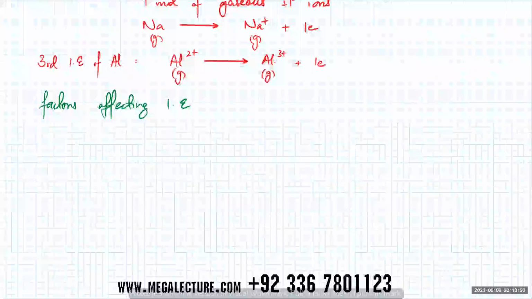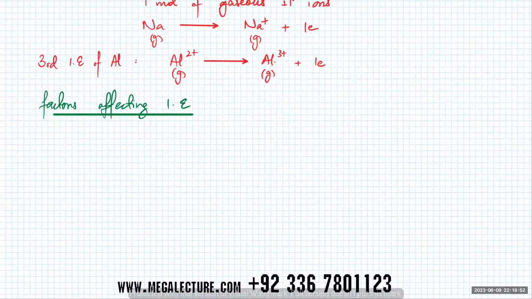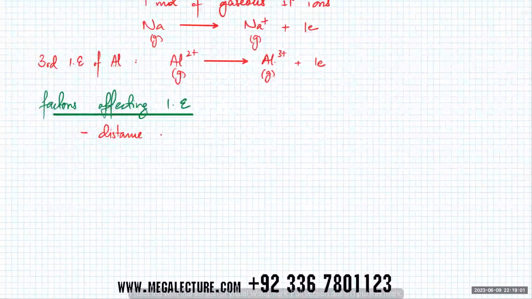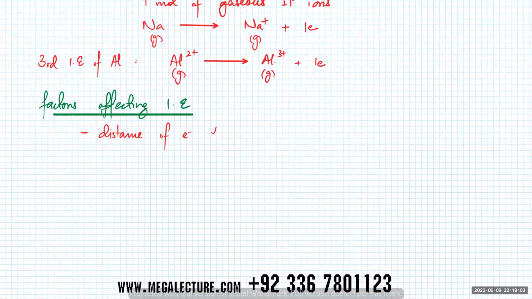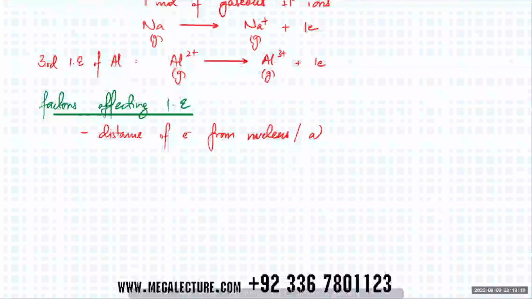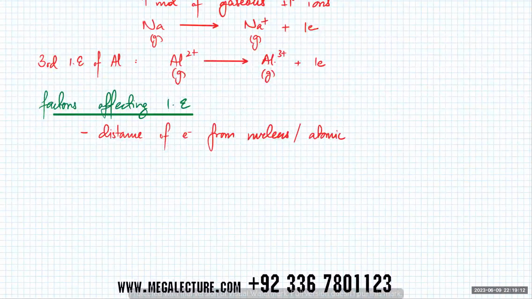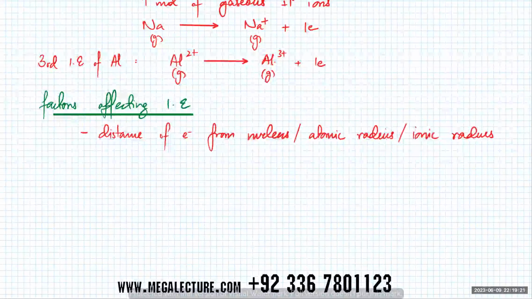What are the four main factors? The distance between the nucleus and the electrons, from the nucleus. You can also refer to it as the atomic radius, or the ionic radius if you're removing it from an ion.